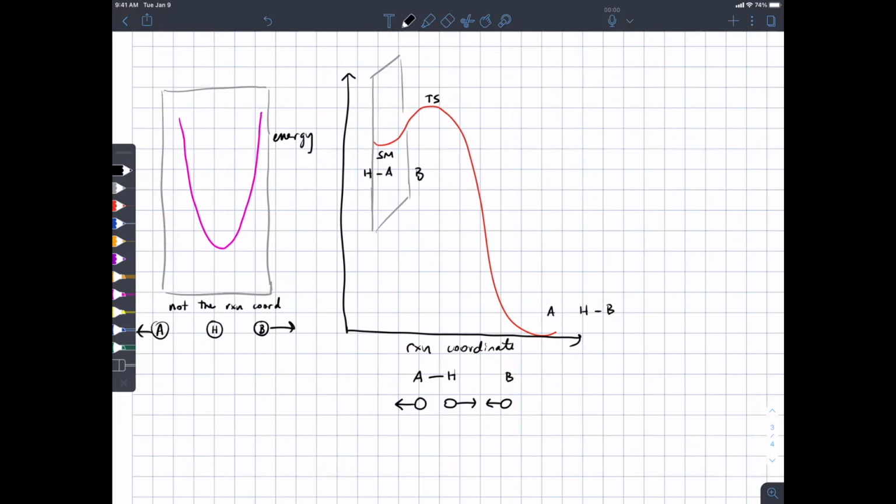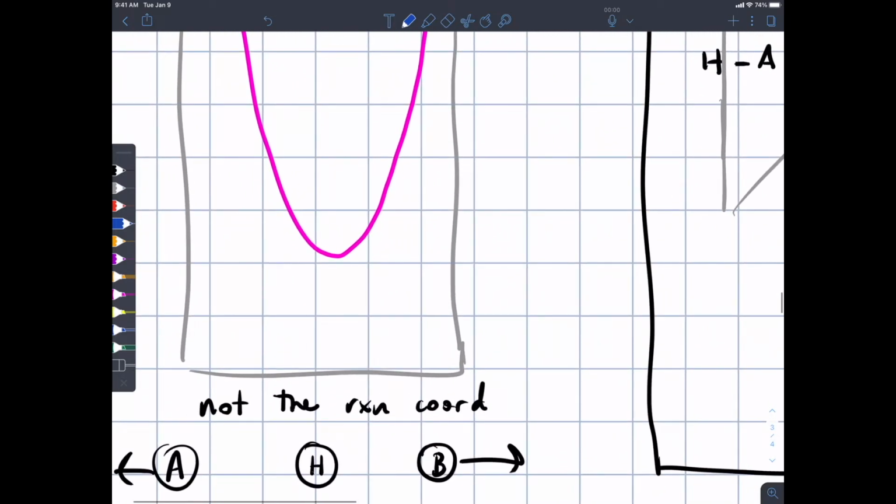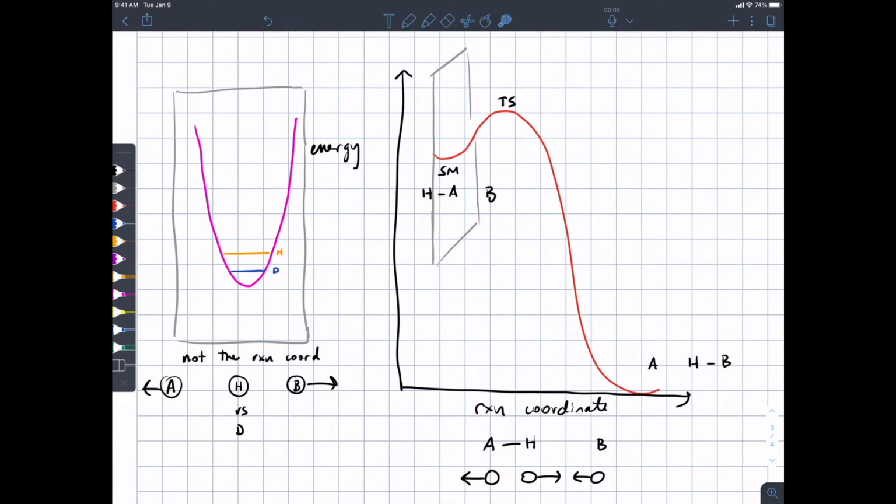All right, so what we're saying is as these distances change, we either go up or down that well, and then there are quantized vibrational frequency levels for hydrogen versus deuterium here. In blue, I'll do the 0-point energy for deuterium. And in orange, I'll do the 0-point energy for hydrogen. Okay? So are there questions so far? This is kind of important.